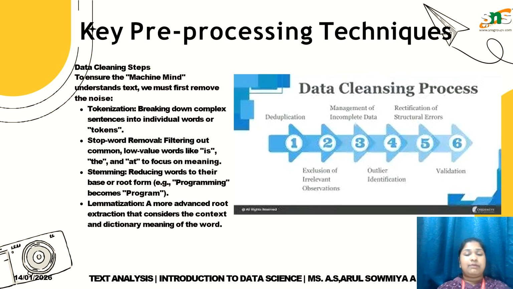So next one is key pre-processing techniques. In the key pre-processing techniques, we ensure the machine understands the text. We must first remove the noise. And these are the techniques we use for pre-processing: tokenization, stop word removal, stemming, and lemmatization.